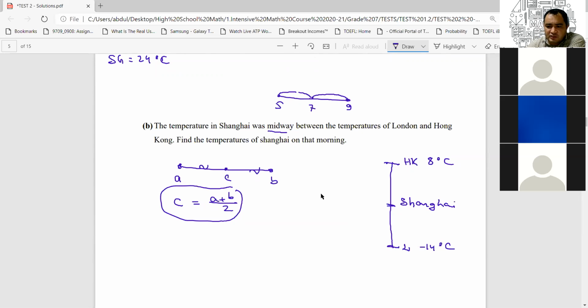So the temperature in Shanghai, let's say it is capital T. Capital T is equal to (negative 14 plus 8) over 2. Negative 14 plus 8 is negative 6, and divided by 2, it is negative 3 degrees Celsius. So that means that on that morning, the temperature in Shanghai is negative 3 degrees Celsius. Selin, Ibrahim, Adilhan, is it clear? Did you understand? Yes. Very good. Ibrahim, how about you?